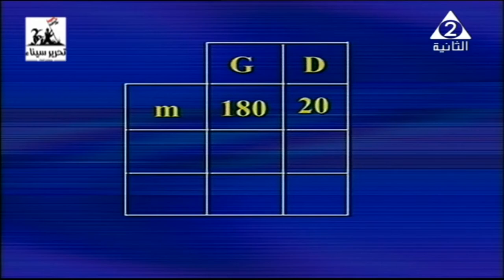What is the x coordinate? At G 3, at D 2. What is the y coordinate? At G root 3, but at D 0. By using the system, then what is xg?